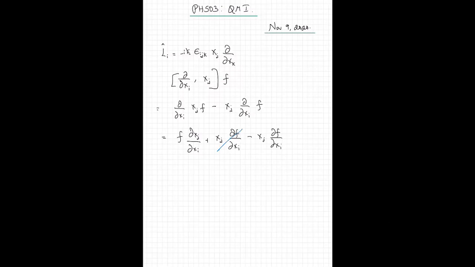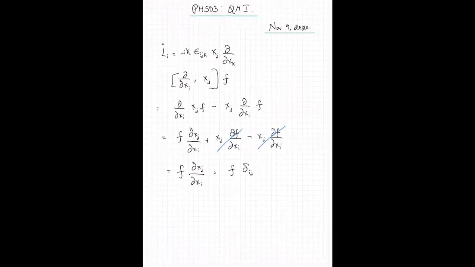And you see that this and this easily cancel with each other, leaving you with f times the differential of xj with xi. And remember that xj is x1, x2, x3, and xi is also x1, x2, x3. And this is equal to 0 if j is not equal to i, because you know that x, y, z are independent variables. So dx, dy is 0, dy, dz is 0, and so on and so forth. But if j is equal to i, dx, dx is 1. So this is equal to f times delta ij.